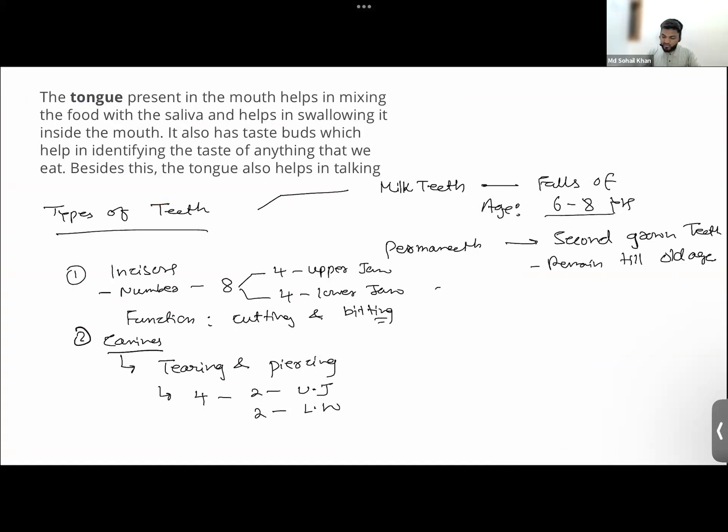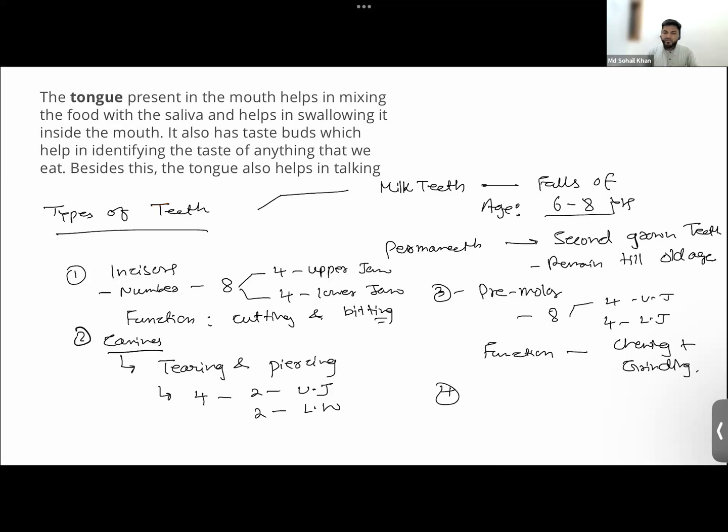Okay, I'm writing over here. So you have premolars. Their number is how much? It's also 8 here, right? 4 on the upper jaw, 4 on the lower jaw, right? Function: chewing plus grinding.